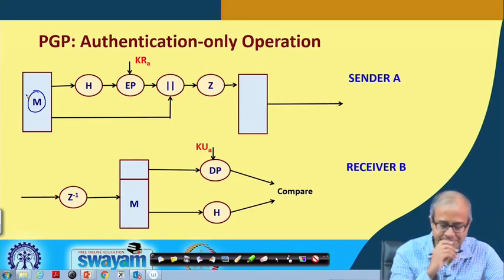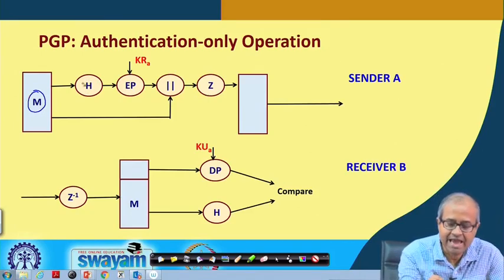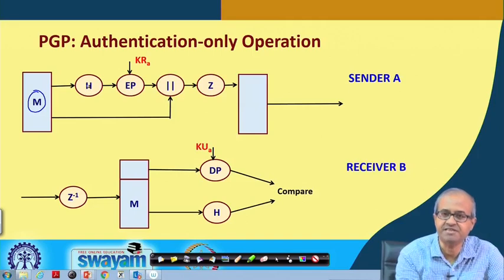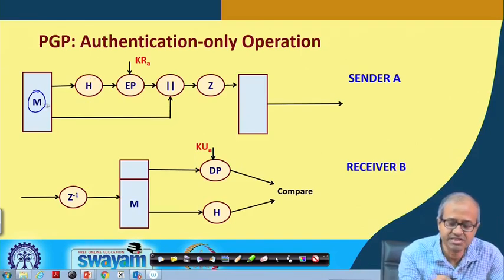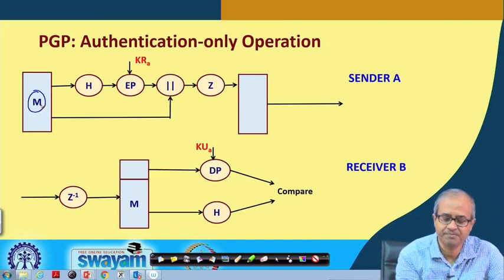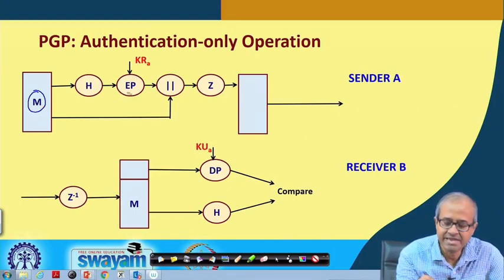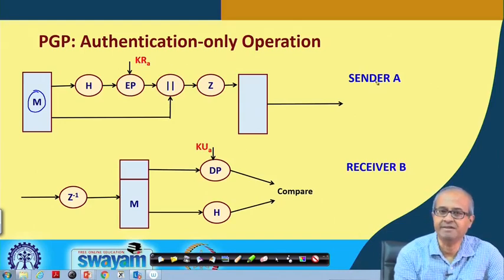So, what it does is hash, H is a hash function, a cryptographic hash you have studied, SHA-1, MD5, so many methods are there. So, it applies a hash on the message, and EP is an encryption process, it encrypts the hash value using KRA, meaning the private key of sender A.